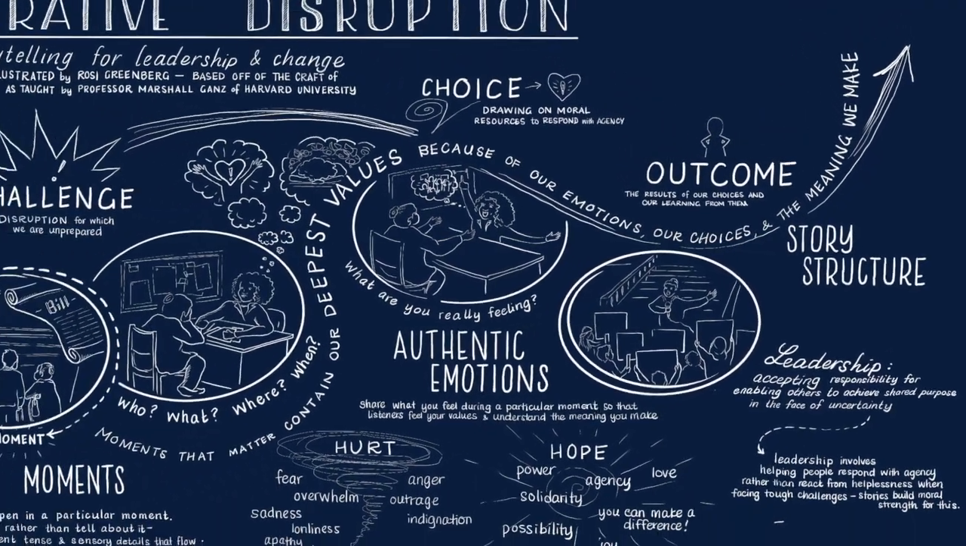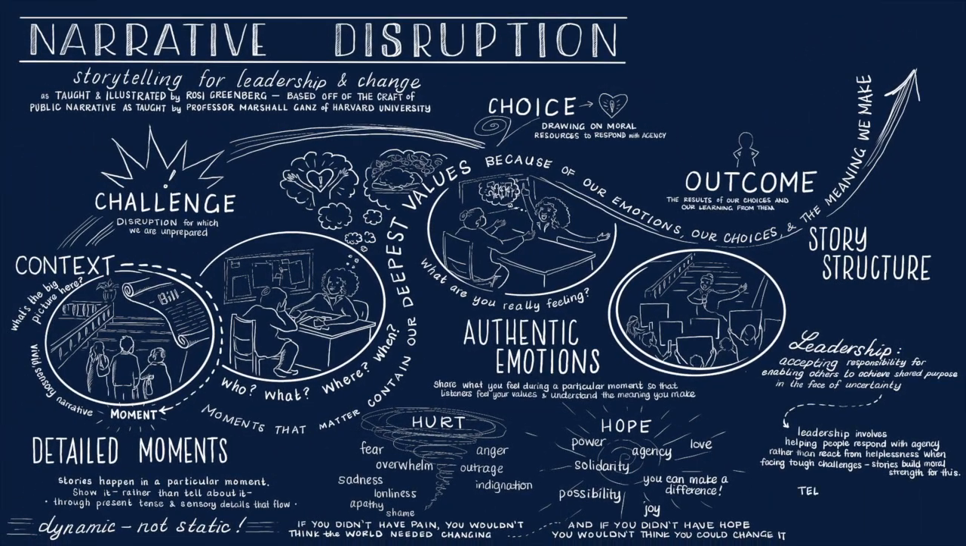Now, the Jody examples I've used here are made up, just to demonstrate the framework and tools. You'll use your real examples, of course. So to review, the key elements of a powerful story are detailed moments, authentic emotions, and story structure.